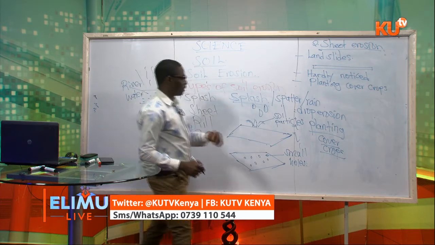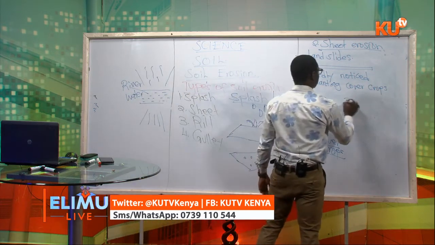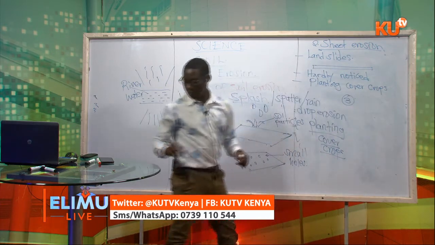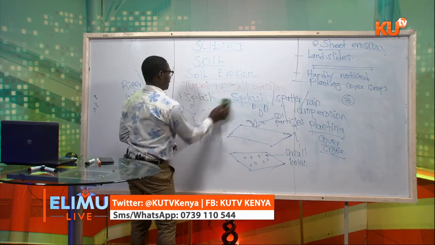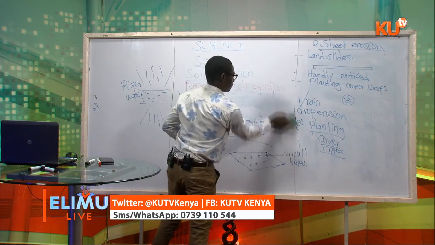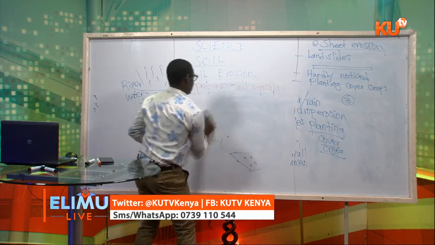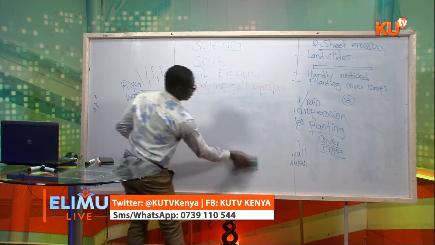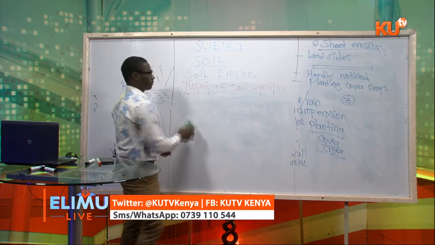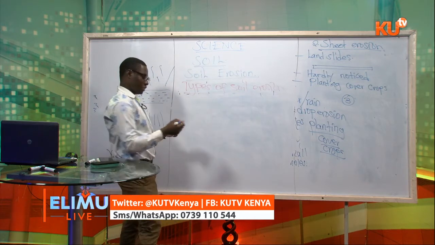So the third one is rill erosion. The third type of soil erosion is rill erosion. Rill erosion occurs in a gentle slope.